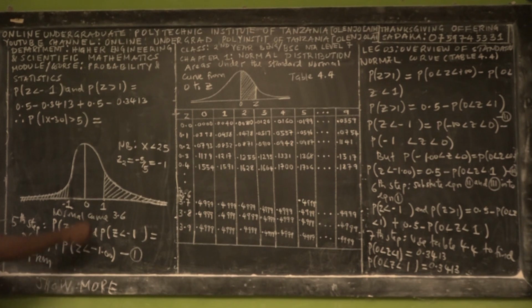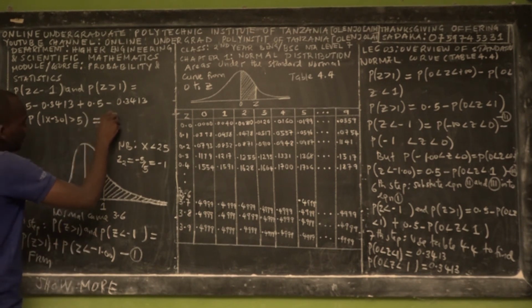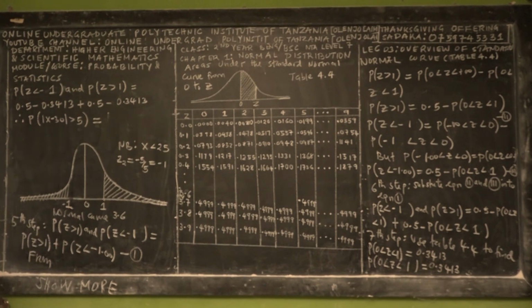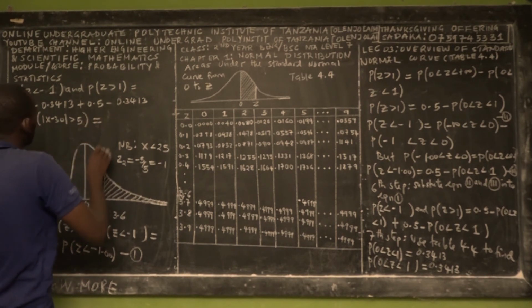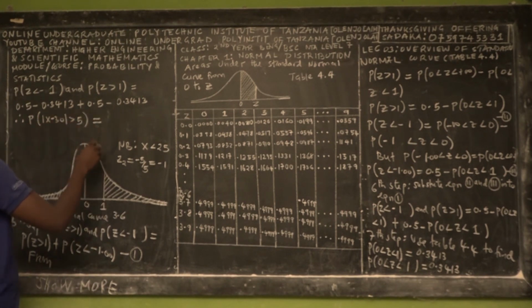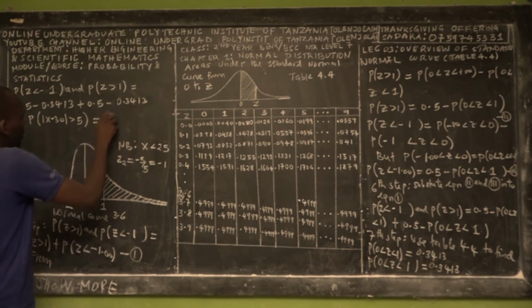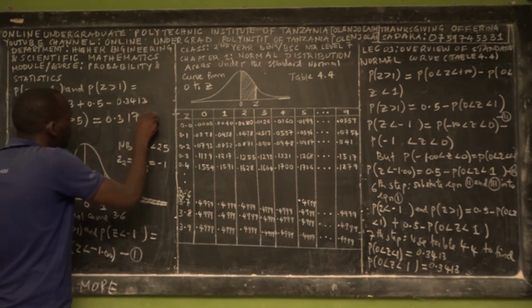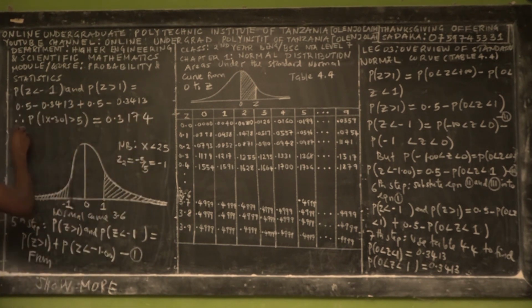So simply this is 1 minus what? So the response now is 0.3174. Because it is 1, so 0.3174 are the response of this question, which is example 9, 1 and 2.